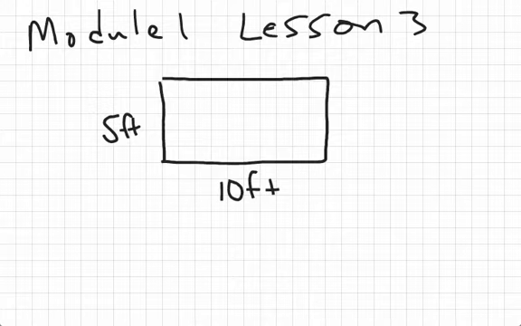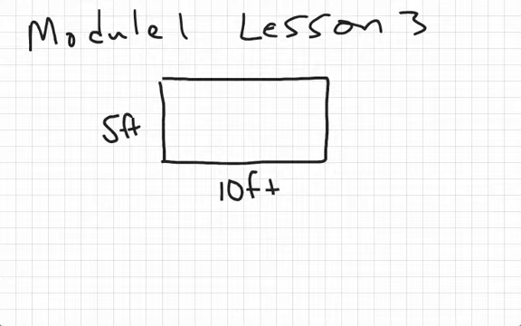Module 1, Lesson 3 shows what we can do with multiplying and dividing whole numbers. I think one of the big ideas in Module 1, Lesson 3 is being able to find the area of a polygon or an object. Well, remember how to find the perimeter? The perimeter is just adding all the sides together.